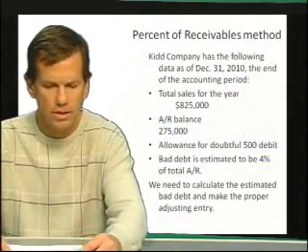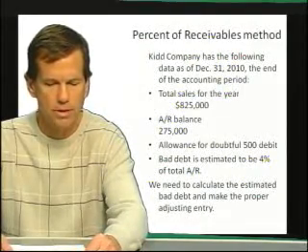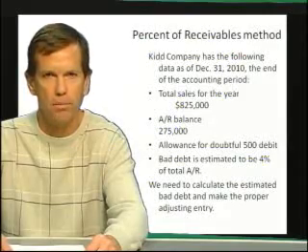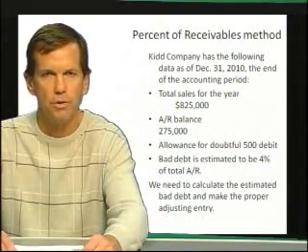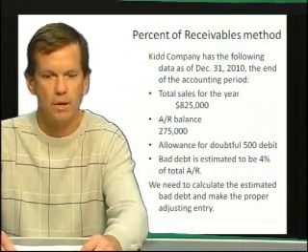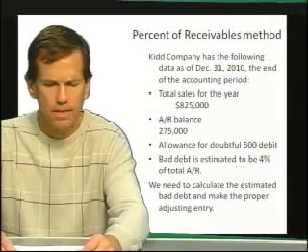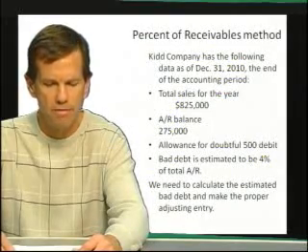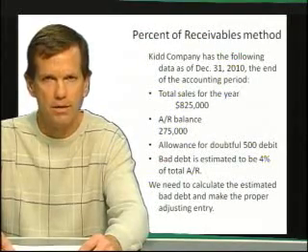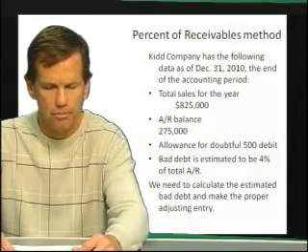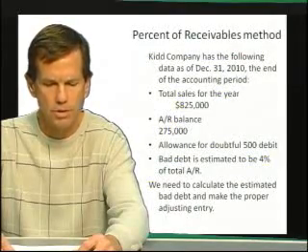And we're going to use the same basic data that we used on the previous video. So take a look here at the slide, and it says Kid Company has the following data as of December 31st, 2010, which again is the end of the accounting period. That's the only time under the allowance method that you will make an adjusting entry for bad debt expense: the last day of the accounting period. Total sales for the year are $825,000. The accounts receivable has a balance of $275,000. And the allowance for doubtful accounts has a $500 debit balance as of the last day of the accounting period. Bad debt is estimated to be 4% of total accounts receivable.